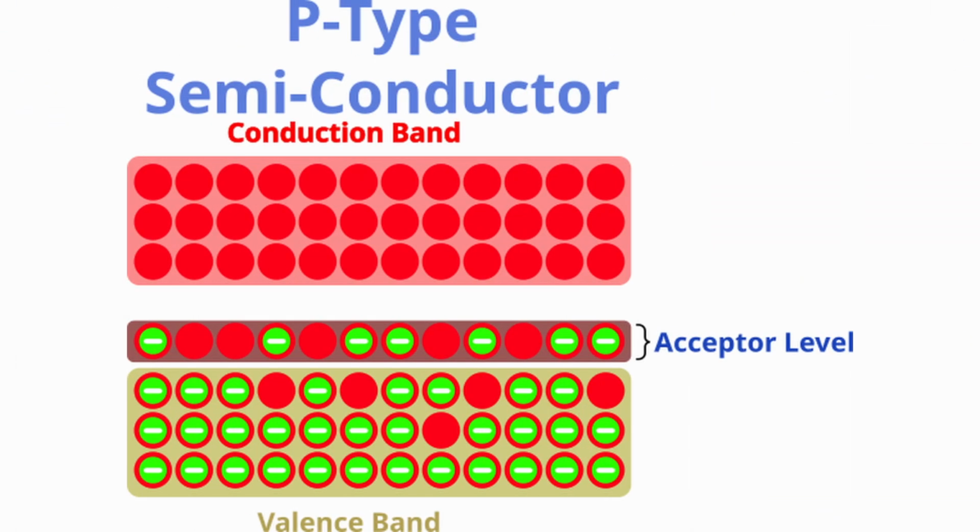If you add boron, it adds one less valence electron, so it adds an acceptor band right above the valence band. Electrons from the valence band can jump to it, allowing the flow of electrons. This is called a P-type semiconductor, P for positive.